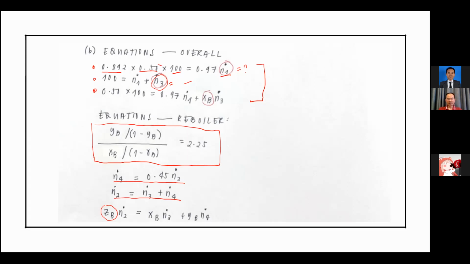The total mass, because the total feed is 100, that's right. And total product at the top is N1 and total product at the bottom is N3. Yes, total means we balance both benzene and toluene together. That's right. And the second one, 0.5 multiplied by 100, 0.9. Is this a benzene or toluene balance? This is for the benzene balance.